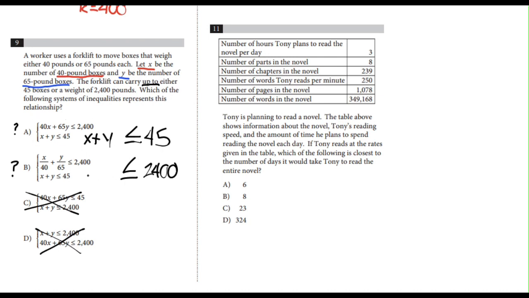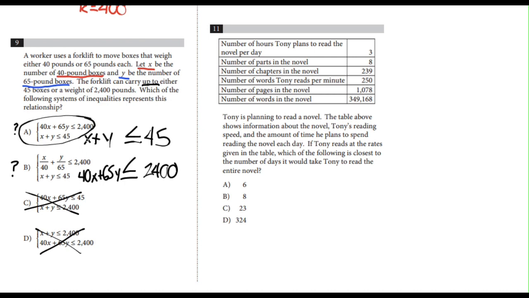To figure out the total weight, we know each box X weighs 40 pounds times the number of boxes X plus 65 pounds times the number of boxes Y. And that should be less than or equal to 2,400. When we look at the remaining answers, that's going to be answer choice A.